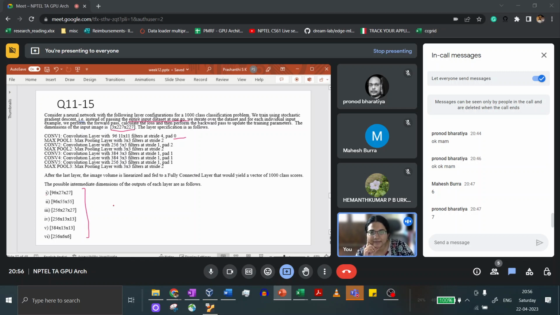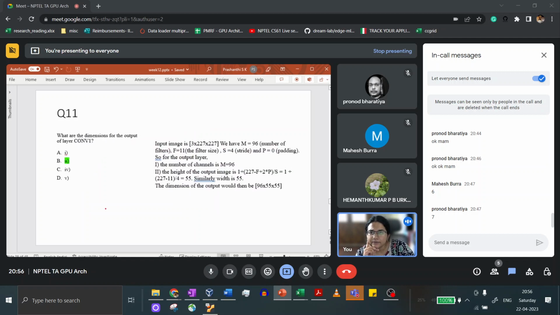If you don't have answers, let's quickly look at it. So the answer is 2, right? So the input image is 3 cross 227 cross 227. We have 96 filters. So first of all, you already know that the number of channels is going to be 96. Now you need to find only the height and the width. How would you do that? You have this formula: 1 plus the input dimension minus f plus 2p by s. So here s is 4, p is 0, f is 11. So just substitute it: 227 minus 11 divided by 4 and plus 1.